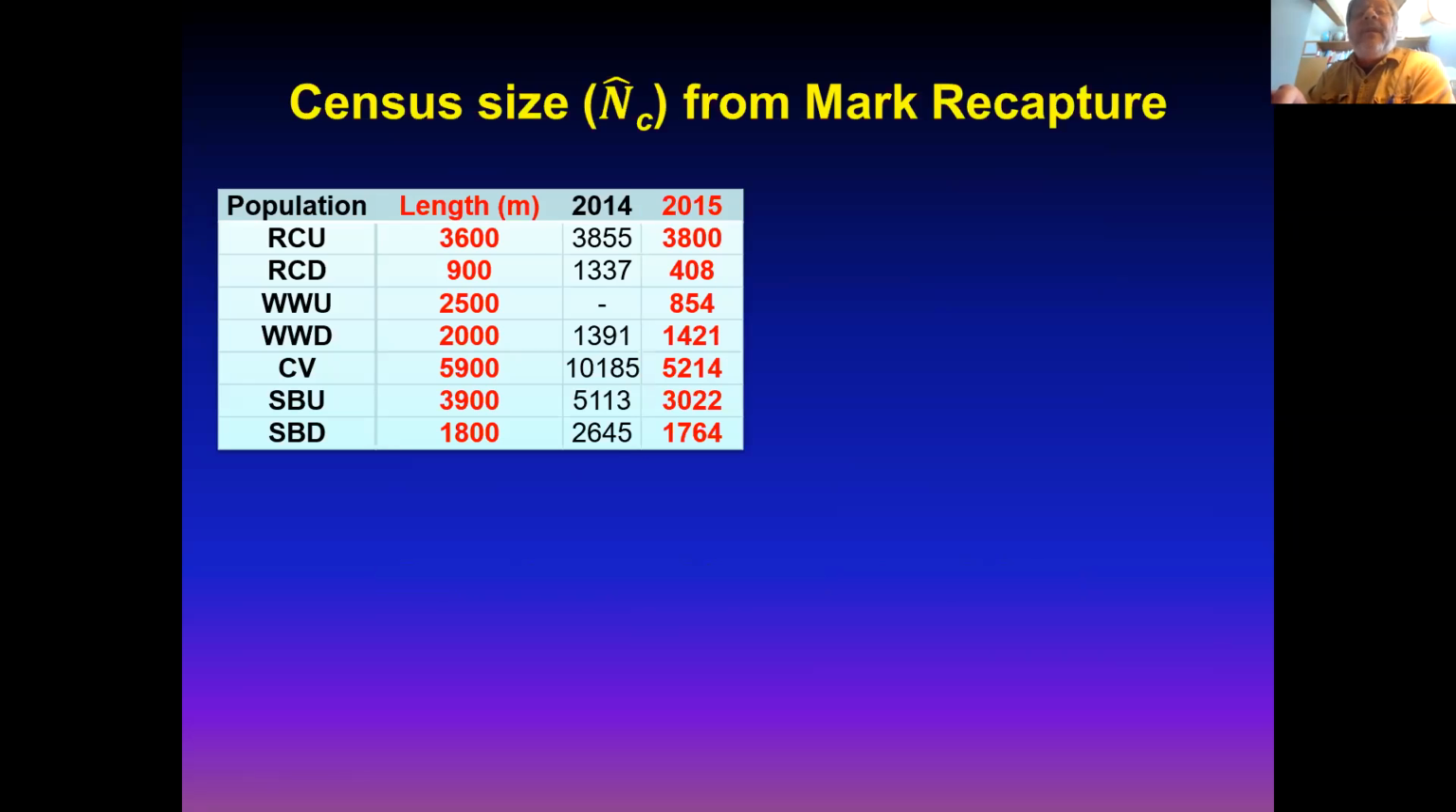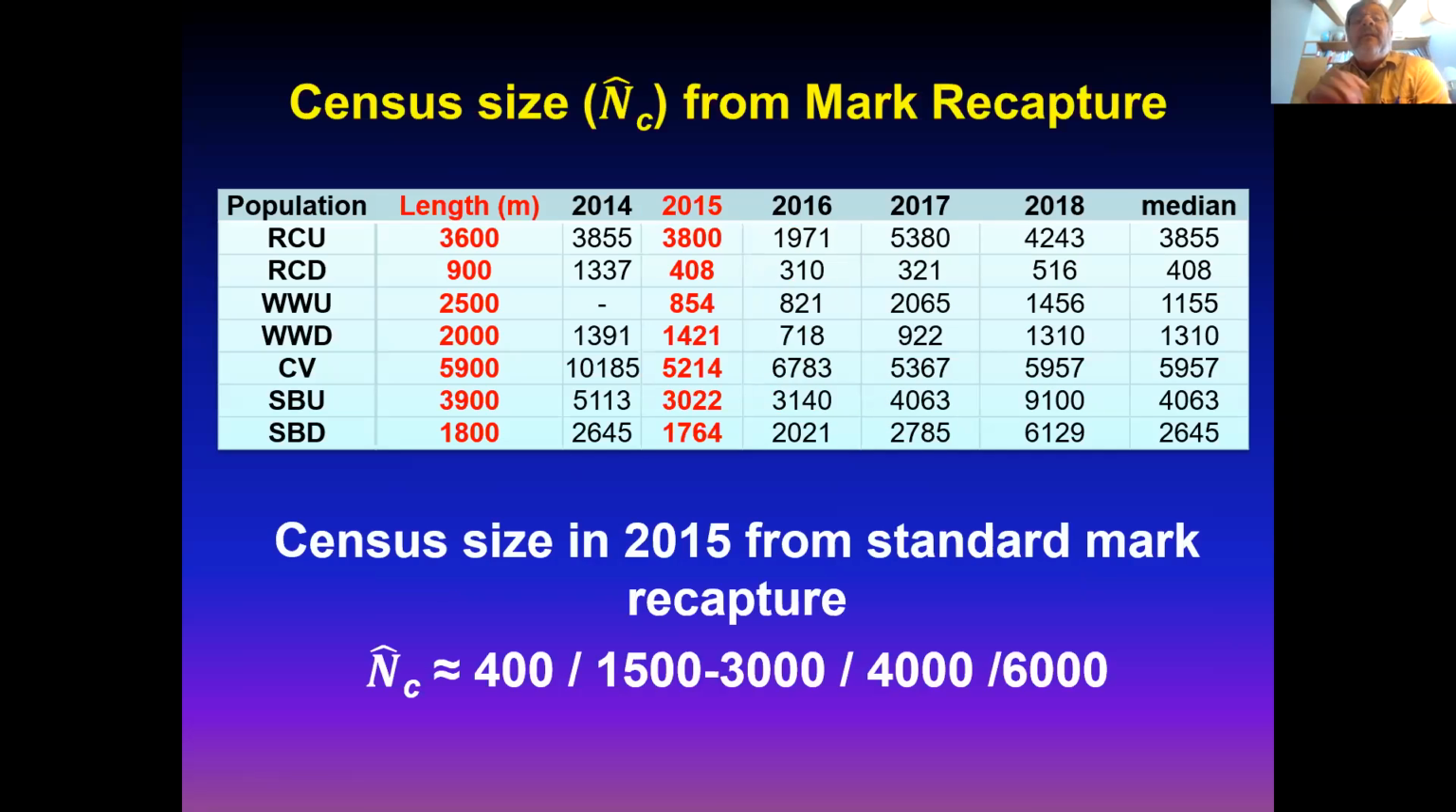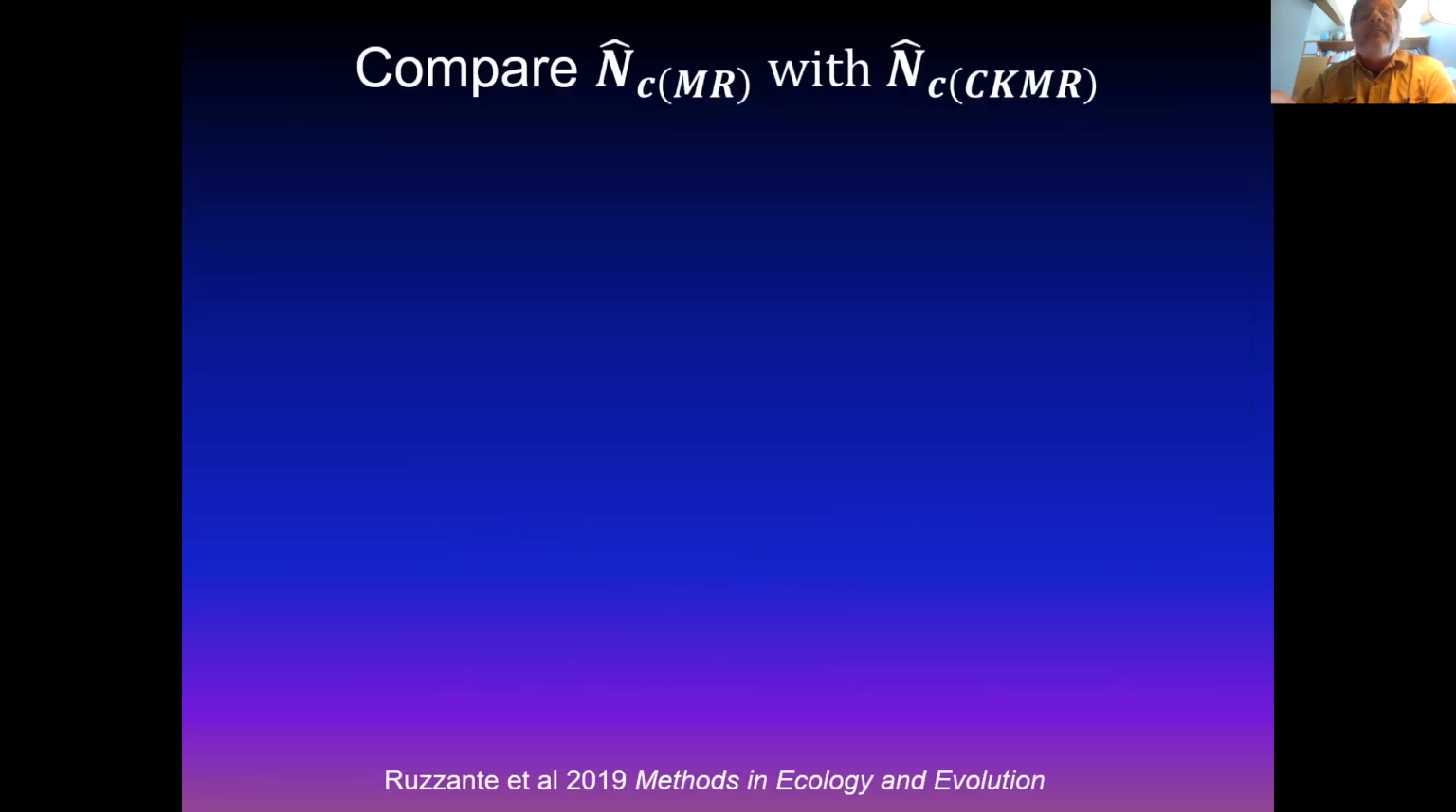In 2015, which is the year that in this case interests us, we had these values, and then we had the values for later years. And we see that the estimates in the different populations range from 400 in the smaller one, a small section of one of the rivers downstream of a waterfall, and the largest estimate is around 6,000 fish in this stream. So we're talking about relatively small populations.